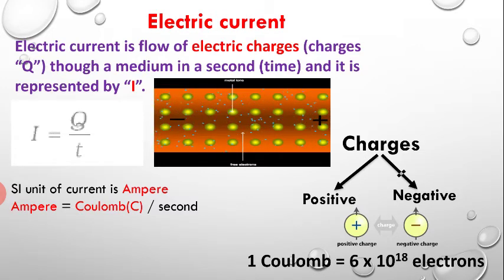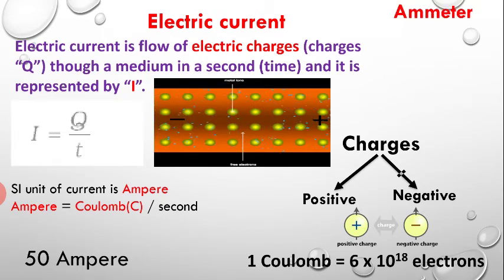So now the question can be asked, what is 50 ampere, how much electron pass through the conductor when 50 ampere of current flows through the conductor. Okay, the device that we use to measure the current is actually known as an ammeter.